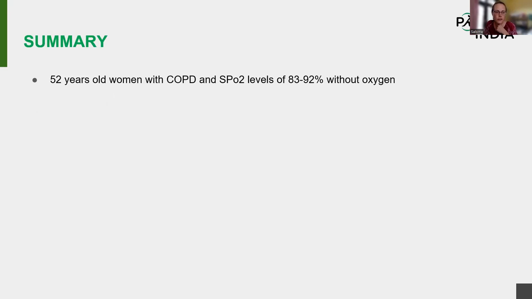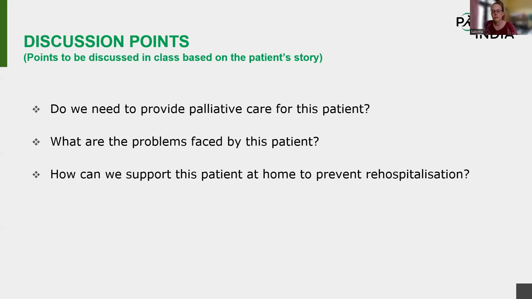Yeah, so the summary is that this is a 52-year-old woman with COPD and a saturation level of 87 to 92% without oxygen. So the discussion points: do we need to provide palliative care for this patient? What are the problems faced by this patient? And how can we support this patient at home to prevent rehospitalization?